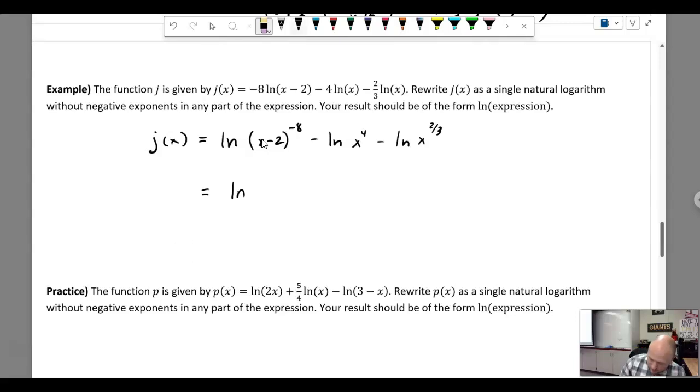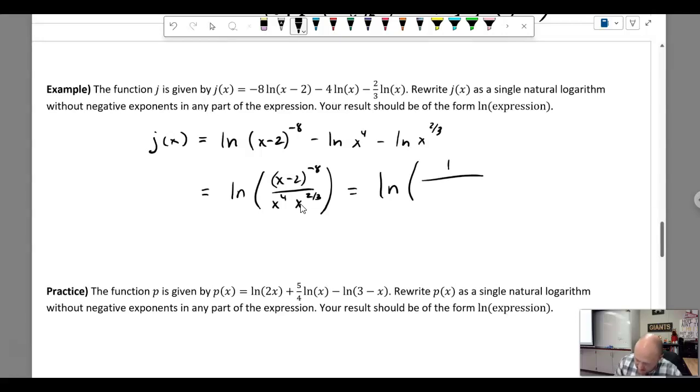So we have the natural log of x minus 2 to the power of negative 8 divided by x to the power of 4 times x to the power of 2/3. Okay, so there's all of that in one expression. And then what I see here is I see a negative exponent and I see some x's that I can go ahead and combine. So let's go ahead and do all that.